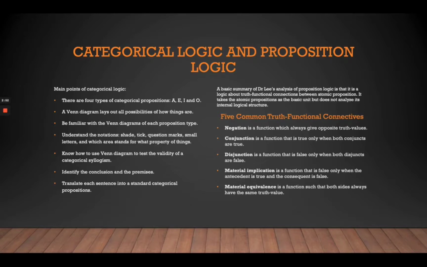Conjunction is a function that is true only when both conjuncts are true. Disjunction is a function that is false only when both disjuncts are false. Material implication is a function that is false only when the antecedent is true and the consequent is false. Material equivalence is a function such that both sides always have the same truth value.